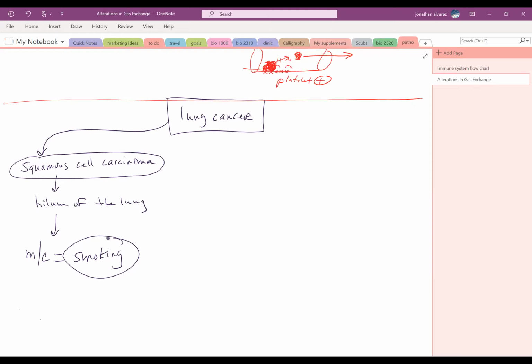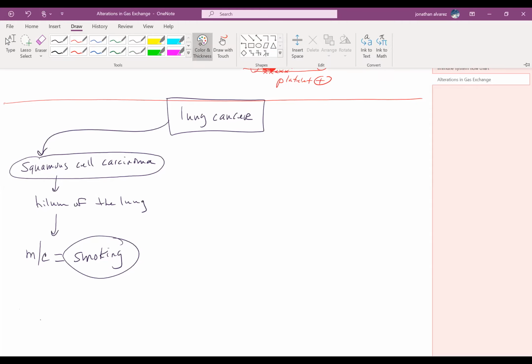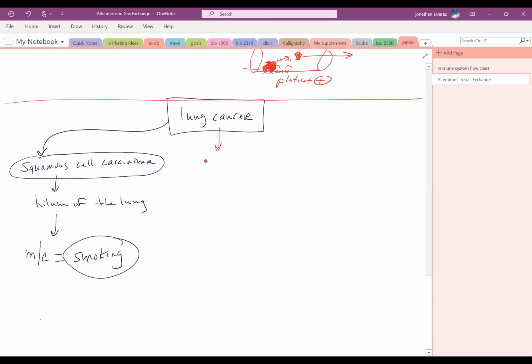All right. Then you have the adenocarcinoma. This usually affects the periphery of the lung, so the more distal aspects of the lung.